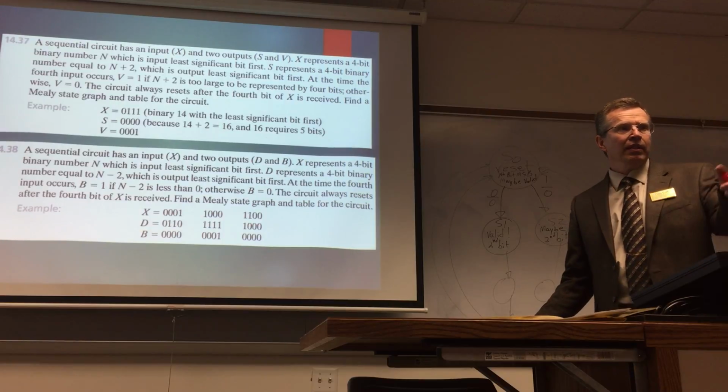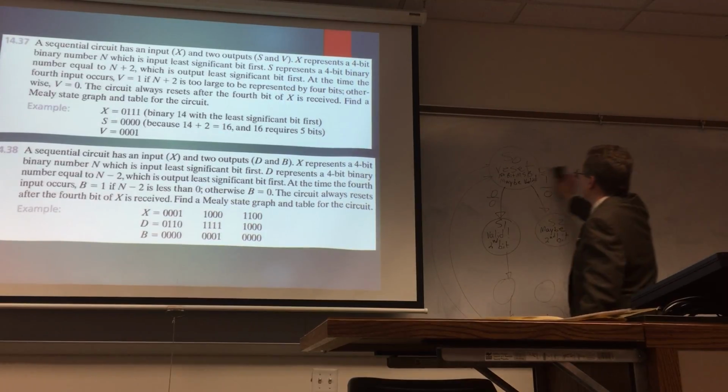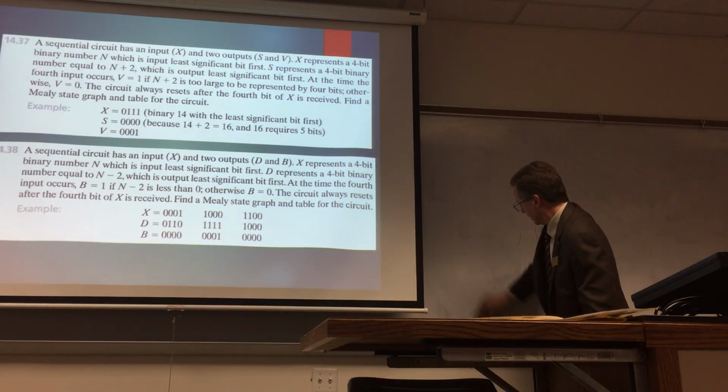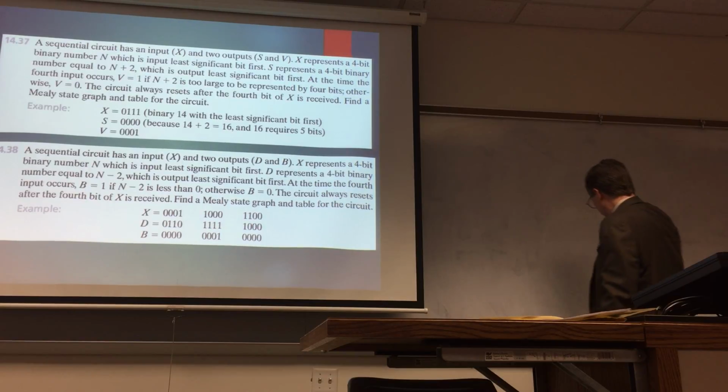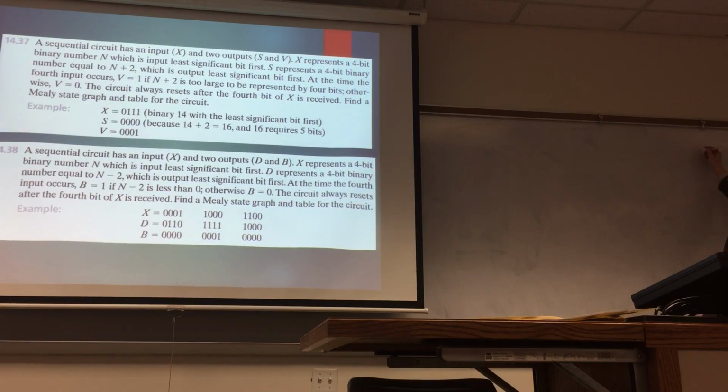So anyway, Daniel, would you read 1437 for us? A sequential circuit has an input X and two outputs S and V. X represents a 4-bit binary number N, which is input least significant bit first. S represents a 4-bit binary number equal to N plus 2, which is output least significant bit first. At the time the fourth input occurs, V equals 1 if N plus 2 is too large to be represented by 4 bits, otherwise V equals 0. The circuit always resets after the fourth bit of X is received.